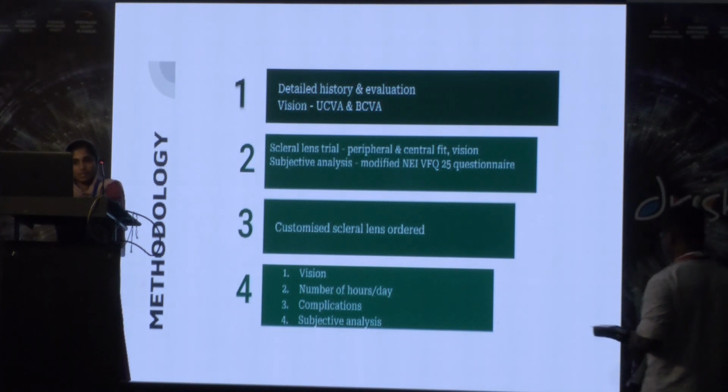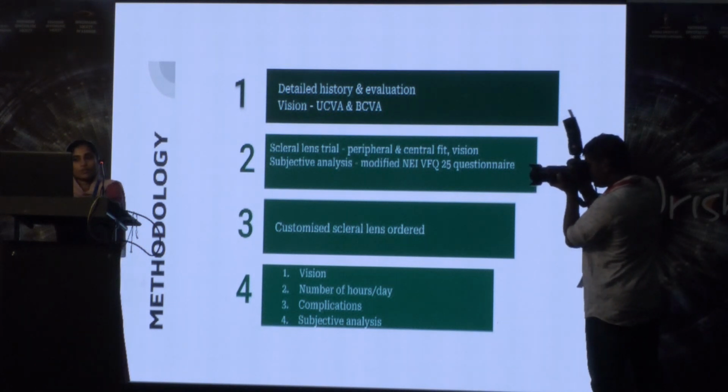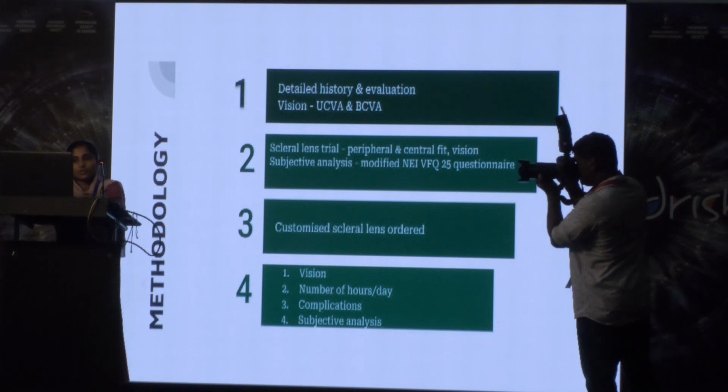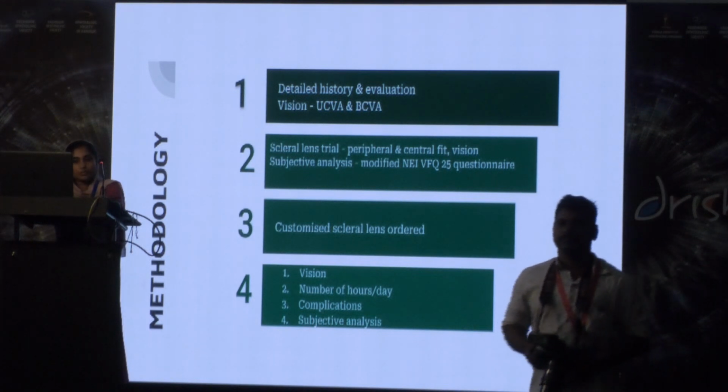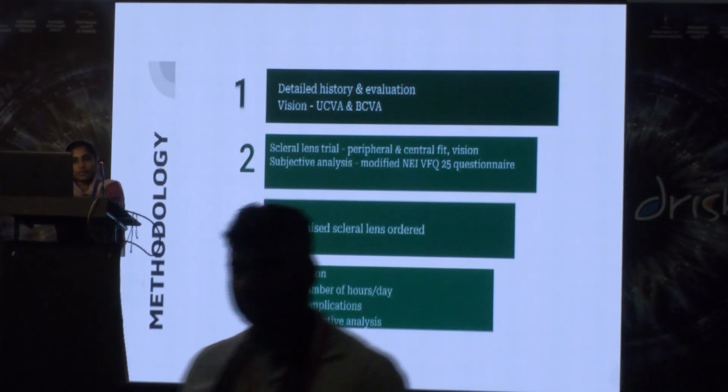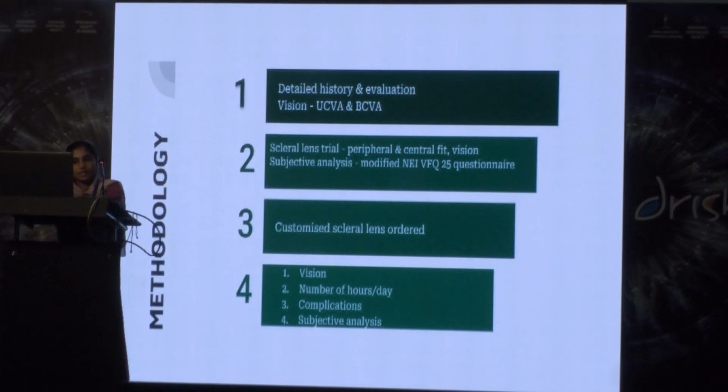The patient was given a questionnaire based on the modified National Eye Institute Visual Function Questionnaire 25, which assesses the subjective difficulties of the patient without any correction or with impaired vision. Next, a customized scleral lens is ordered, and the patients were followed up after a period of 3 months, in which we record the vision with scleral contact lenses, the number of hours per day the patient is wearing the scleral contact lens, any complications with the use of the scleral contact lens, and the subjective analysis is rechecked with the use of the scleral contact lens.